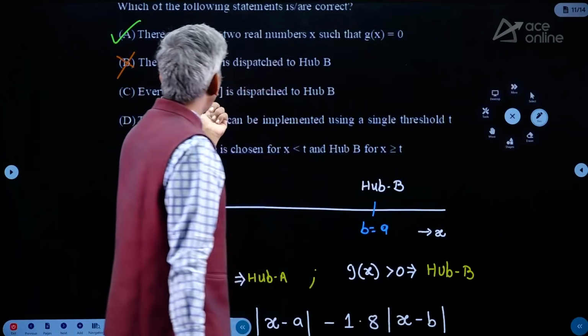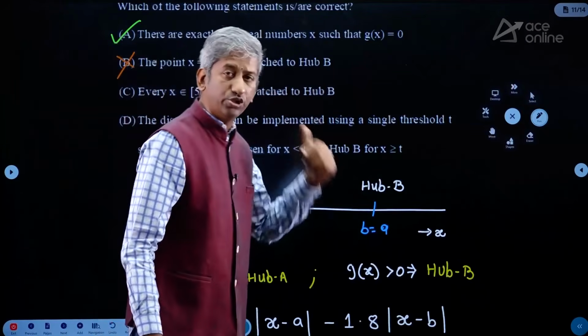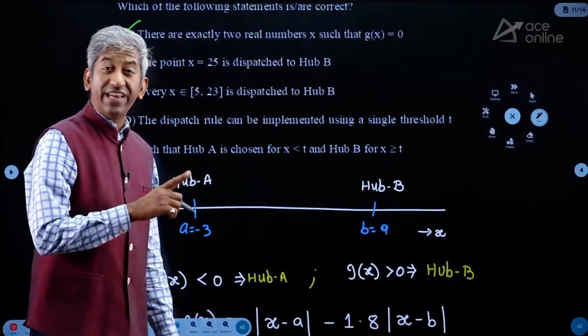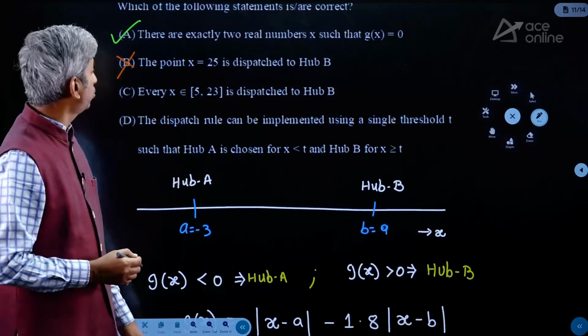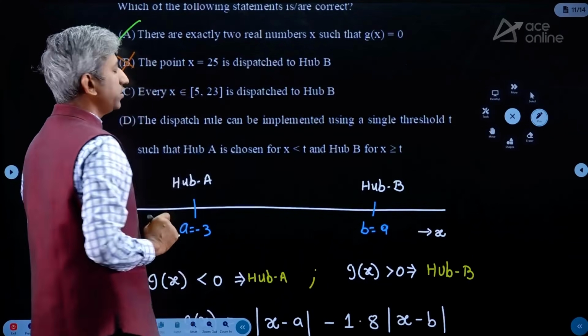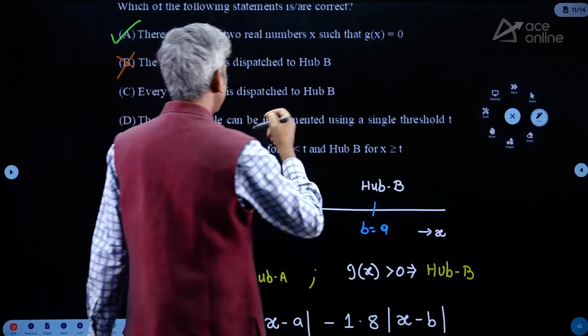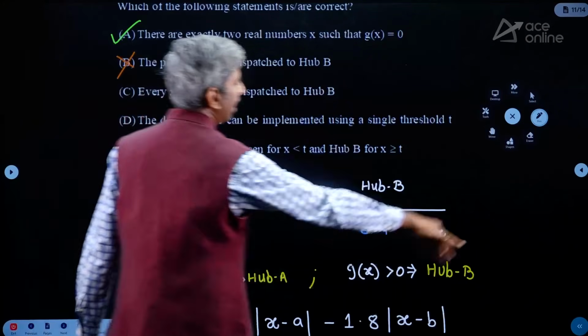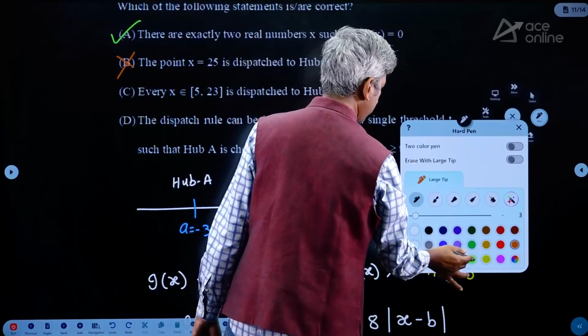Every x in between 5 to 23 is dispatched to hub B. Hub B is in between 4.71 to 24. So x belonging to 5 to 23 is belonging to hub B, which is a correct statement.